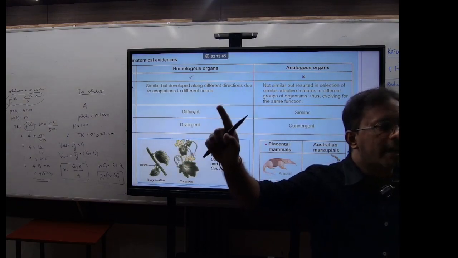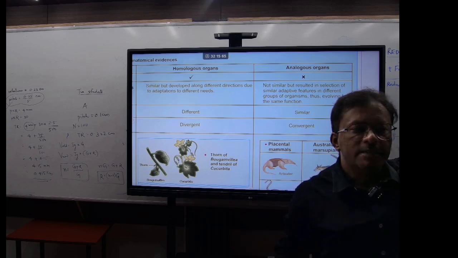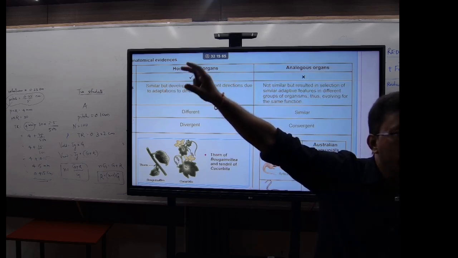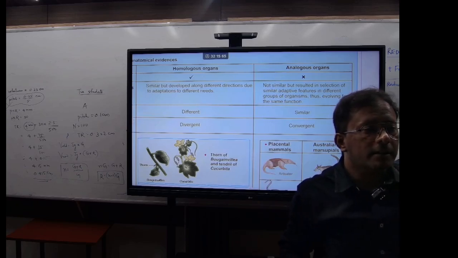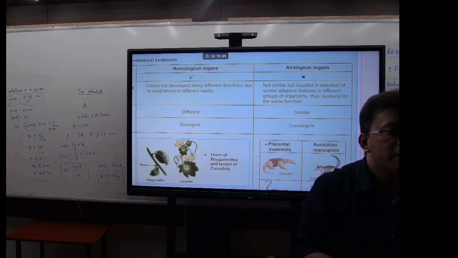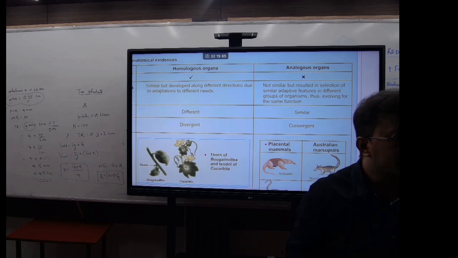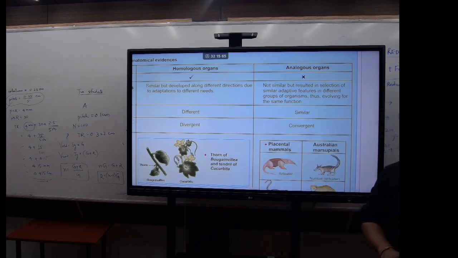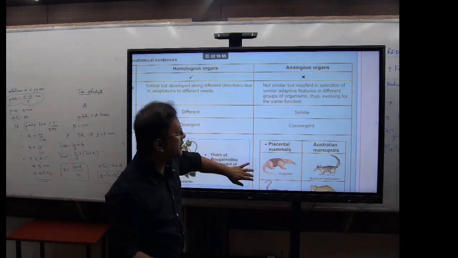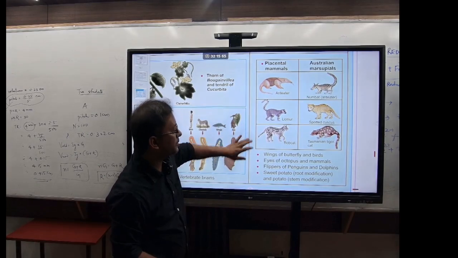Do you think they belong to the same taxa here? No. Insects belong to arthropods. Birds belong to vertebrates. Their wings are covered by feathers made up of keratin. The insects' wings are made up of chitin. Both are different structures, but they have the same function because they occupy the same habitat. This is called what type of evolution? Convergent evolution, because not similar but result in selection of similar adaptive features in different groups of organisms evolving the same function. And there is an interesting thing here, a convergent evolution.